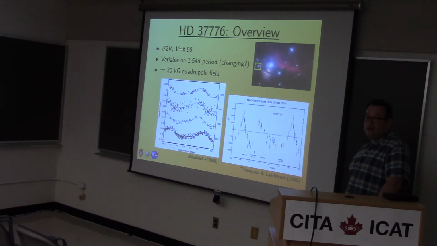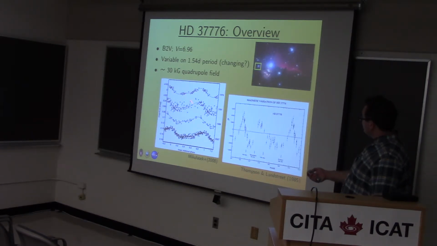Orion is the closest OB association to the Earth. Magnetic fields in massive stars are hard to detect, so we're likely to find them wherever there are massive stars close by, in stars that are bright. So I think there are, at current count, maybe 7 or 8 or 9 magnetic massive stars in Orion.